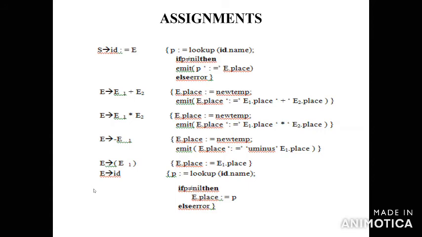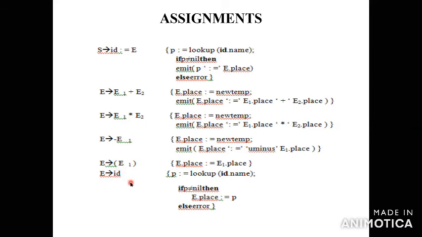So what is the production rule here? S tends to ID of E. So S tends to ID. ID is assigned to capital E. Then E tends to E1 plus E, E tends to E1 star E. So E is a grammar. The production can be associated with E1 plus E2. Next one, E1 star E2, minus of E1, bracket of E1, ID.